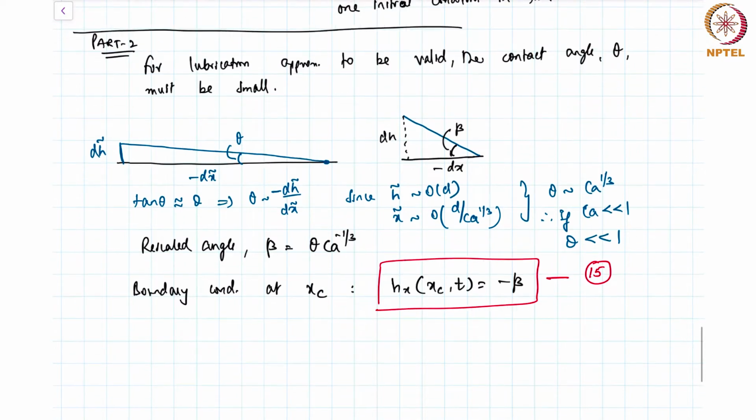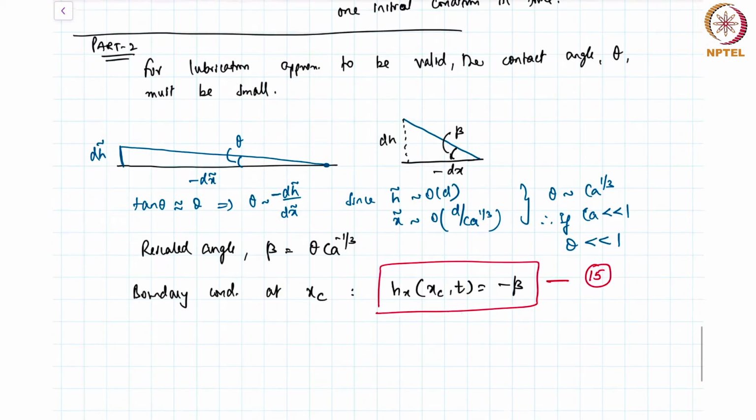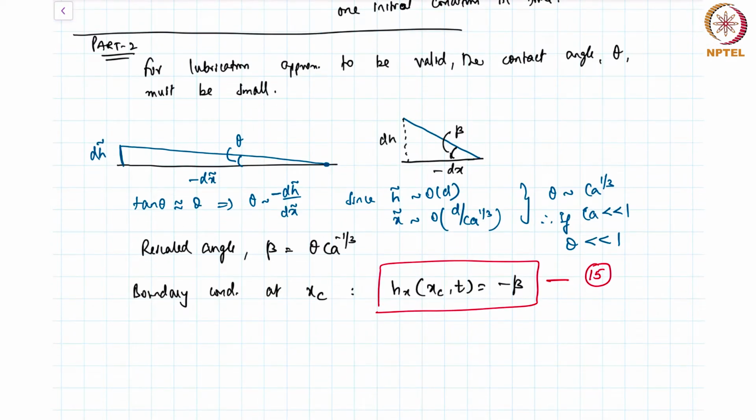So what is this xc? Xc is basically the contact line position. So I have an interface. We have a plate here like this, and we have a thin film that's coming down and meeting the plate at a particular position, and this particular position we call xc.